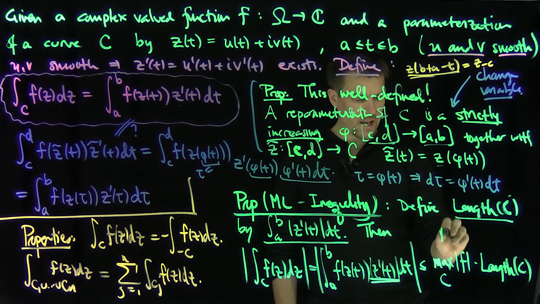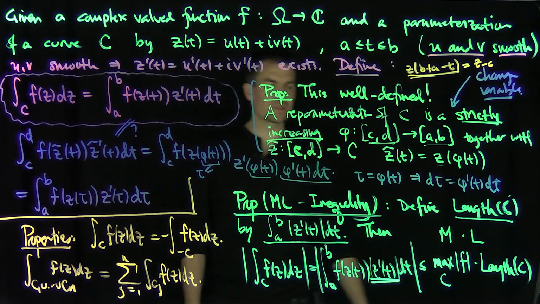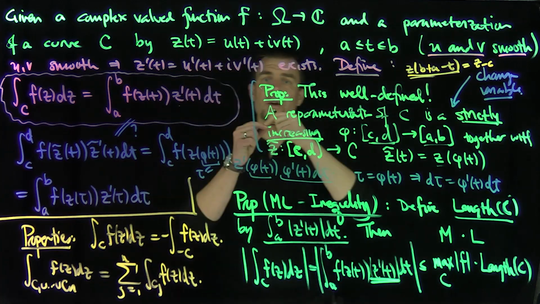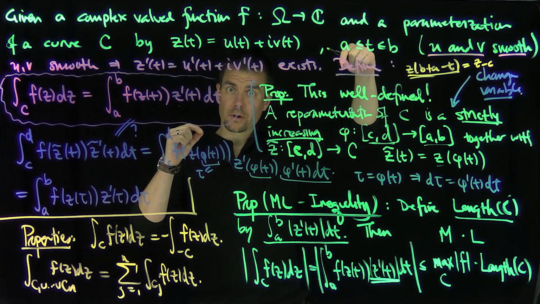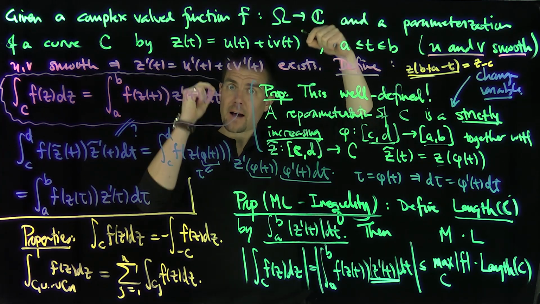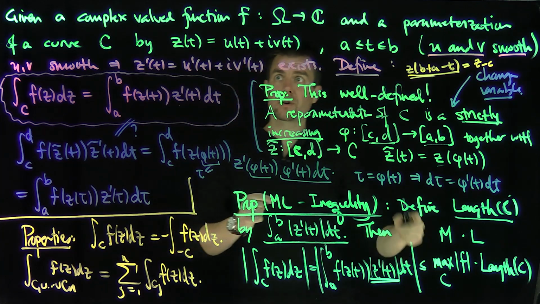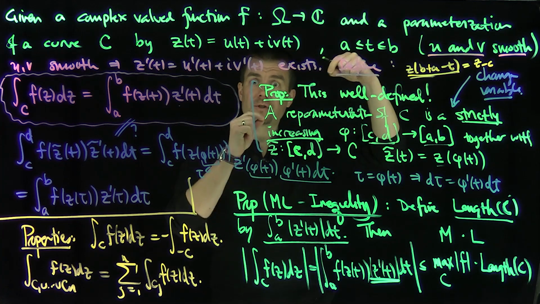And so sometimes they call this M for the maximum of the function times L for the length of the curve. So in other words, if you're integrating along a curve, you find the maximum value of the function, the maximum modulus of the function along the curve. That's a fixed number. The curve is a compact set, right? I have a compact set and I have a continuous function over here. I'm assuming now that f is continuous, so the modulus is continuous. A continuous function over a compact set achieves the maximum.